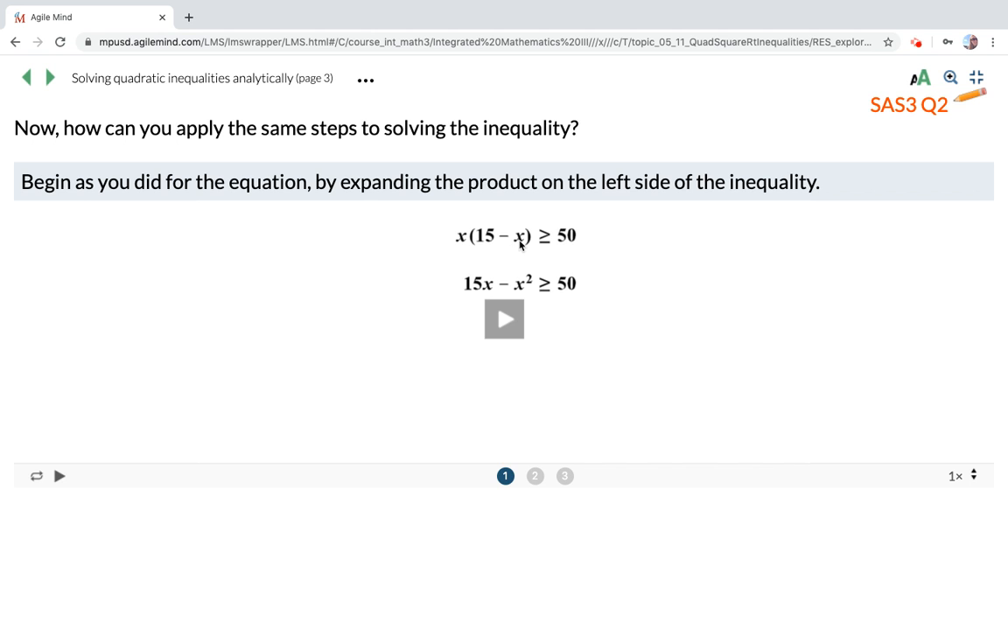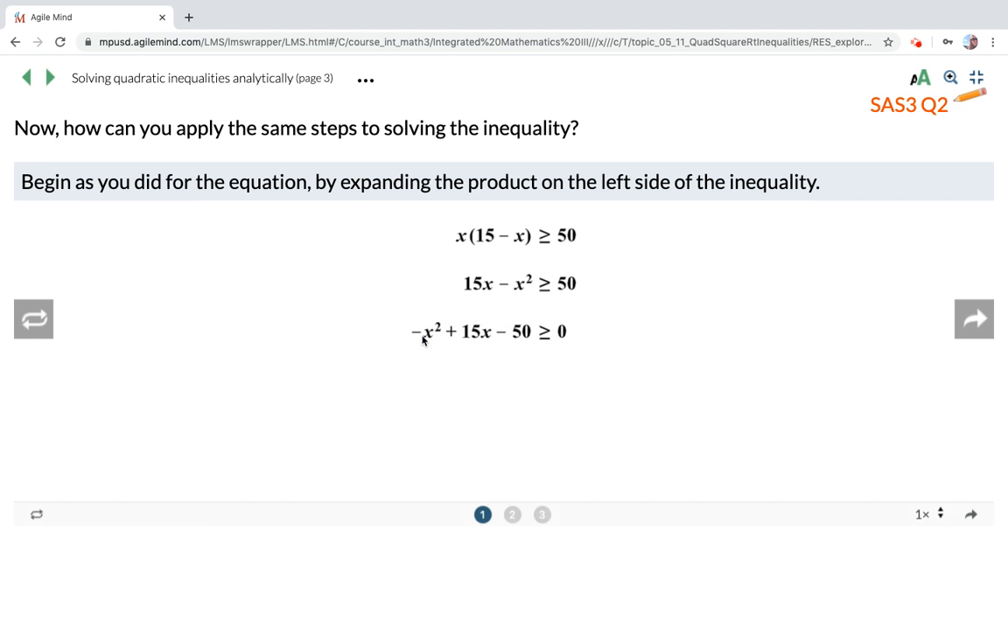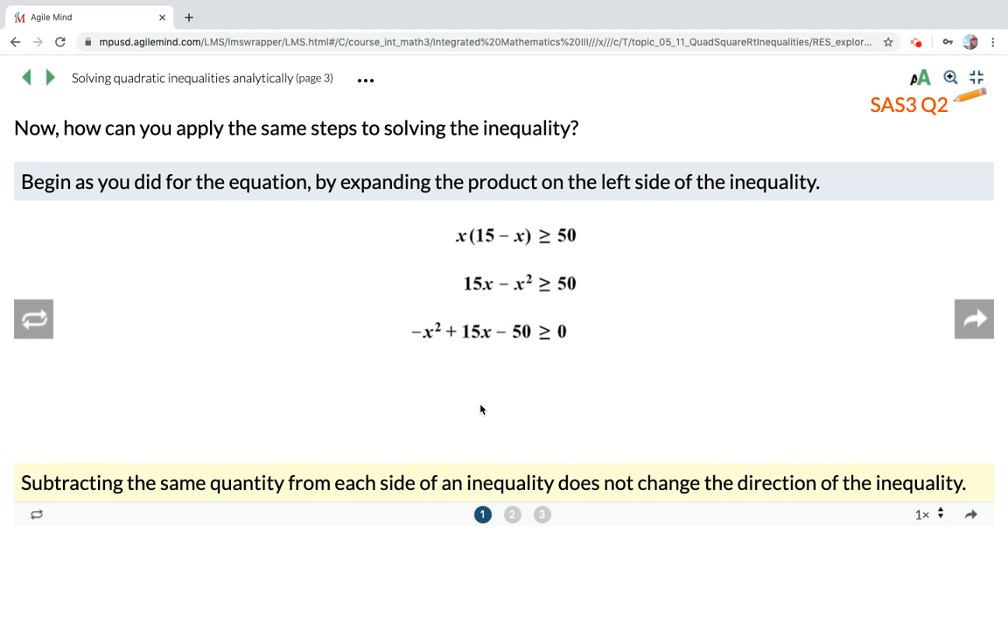So I'm going to multiply through my x. So that means I get 15x minus x squared. And then I'm going to subtract 50 from both sides. Yay. So we'll subtract 50 from both sides. Boom. It's got a 0. Rearranged it a little bit so I had my x squared out front. Now, there's a little trick on this. Remember how we didn't want that to be negative? We wanted it to be positive.